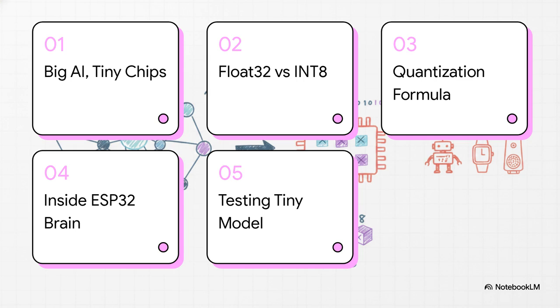Okay, let's dive into this. Here's our roadmap for today. First, big AI, tiny chips. Second, Float32 versus INT8 Explained. Third, the quantization formula. Fourth, inside the ESP32 brain. And finally, testing the tiny model.